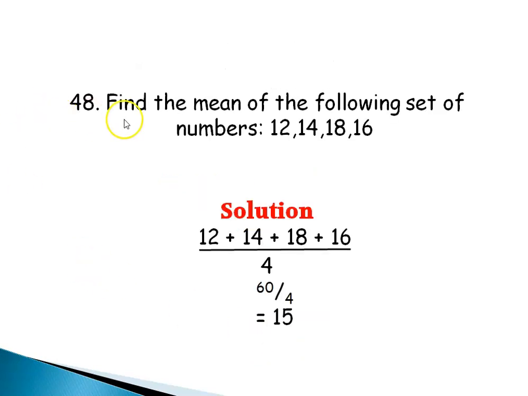Alright, question 48 says, find the mean of the following set of numbers: 12, 14, 18, 16. So we're going to add all these numbers and divide by 4 because we have 4 of them. 12 plus 14 plus 18 plus 16, divided by 4. The sum of all these numbers is 60. 60 divided by 4 is 15. So the mean of this set of numbers is 15.